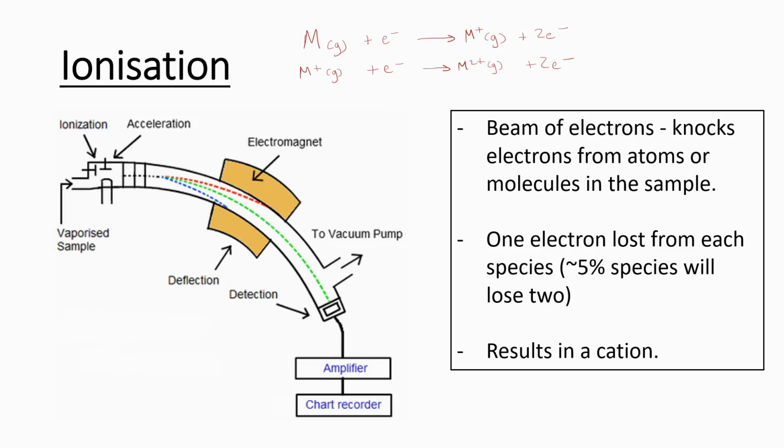And it's important to understand that this is a very rare event. Most of the atoms or molecules will have a charge of 1+. So returning to the ionization process, one electron is lost from each species, and 5% of species will lose 2 electrons, as I've shown above. So a very small amount. This results in a cation, a positively charged ion.